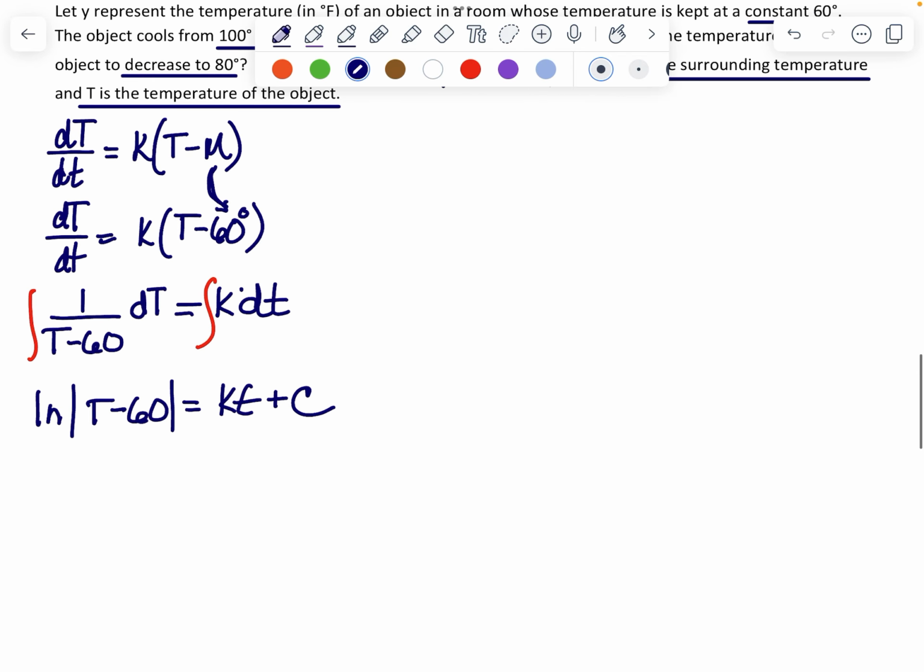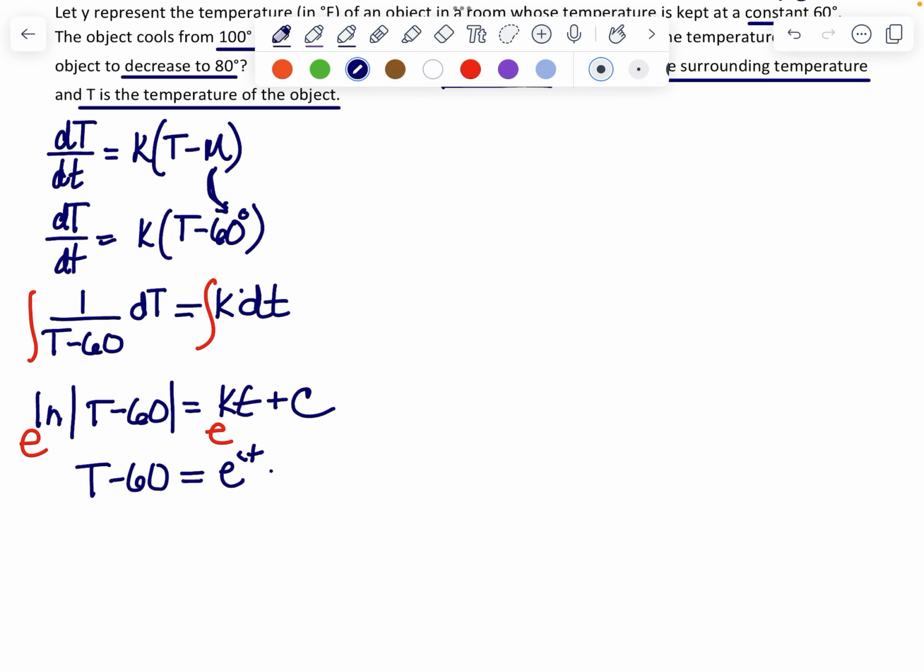When you do that, on the left-hand side and the right-hand side, you raise it to the power of e. Sometimes I just go ahead and invert it, and many of you probably do. So I get T minus 60, and remember, I have this constant here. This is going to be e to the kt times e to the c power. So with that, I'm going to add 60. If you're wondering about the constant, remember, this is going to become C e to the kt.